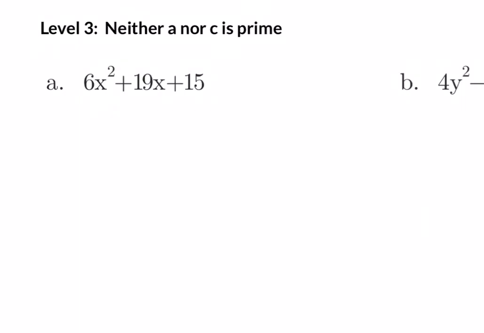So let's start with example A. Let's start off by listing things that multiply to 6. And I'm also going to list out my things that multiply to 15. From here, I want to know, can I cancel anything out? And at the moment, I can't do anything. I don't have any pairs of even numbers that will cancel out yet.